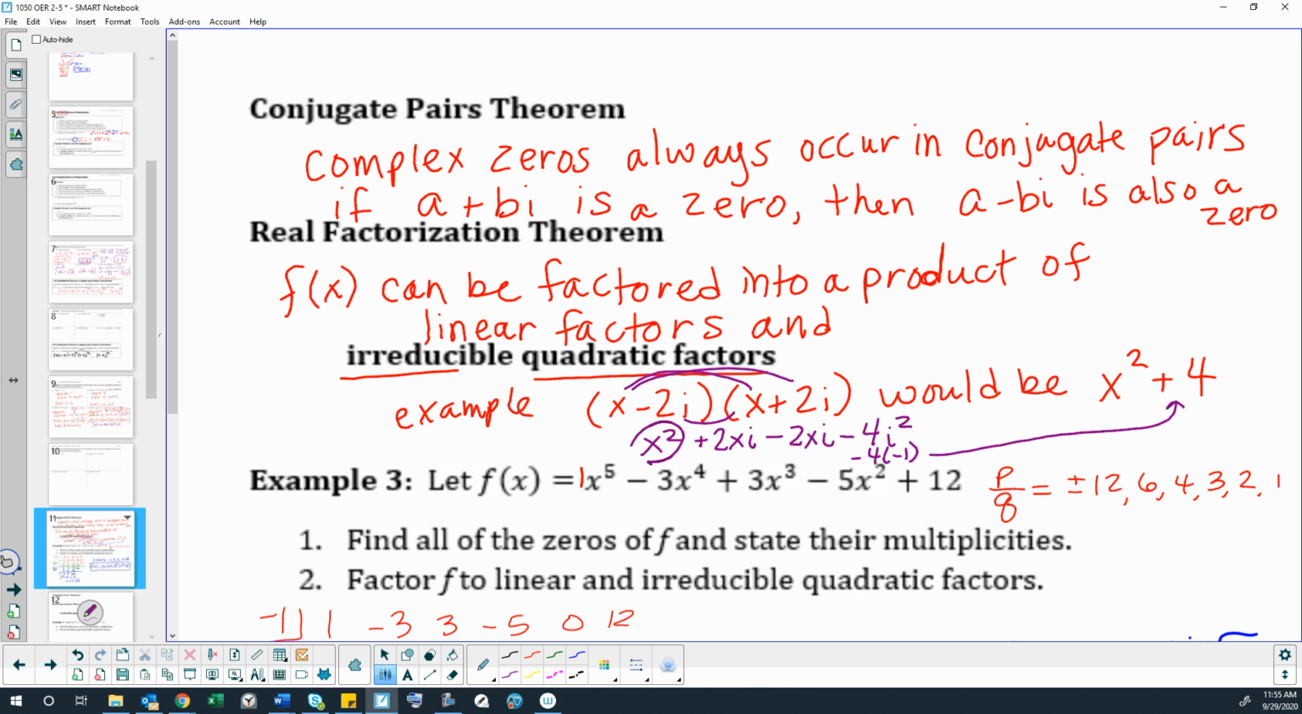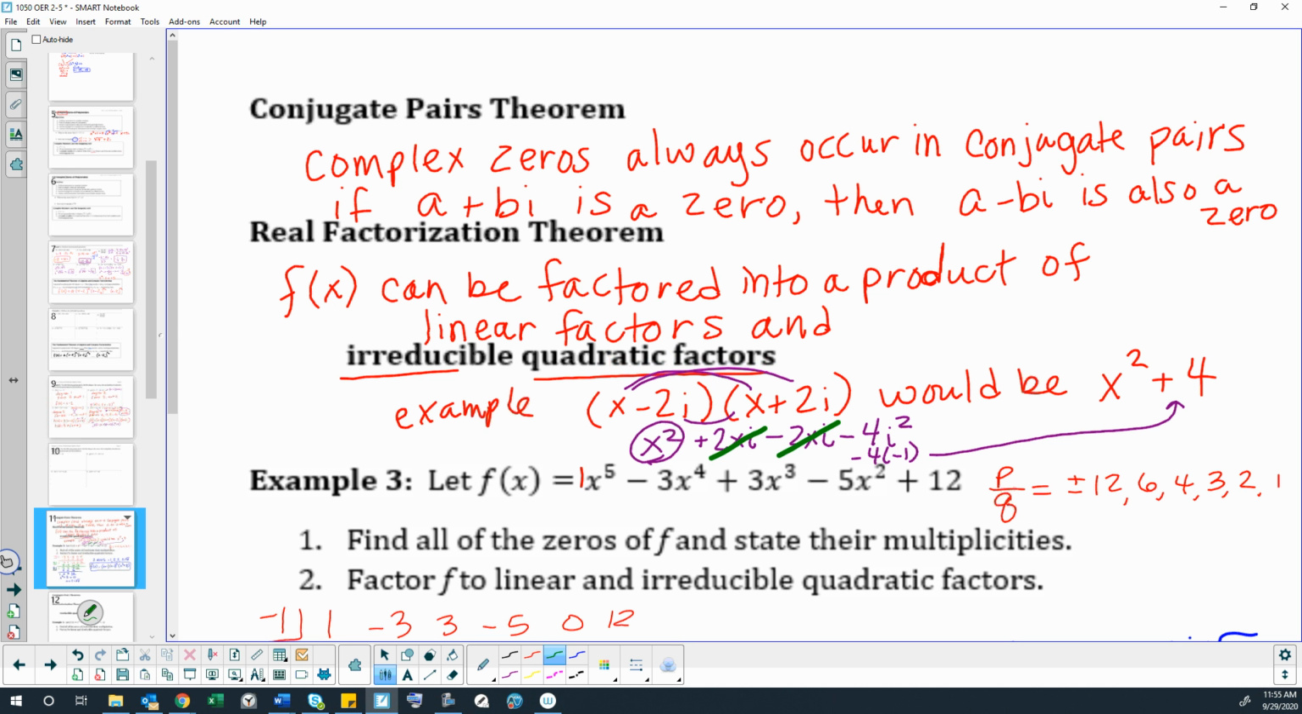So that gives us the positive 4. We have the x squared right there. And the 2xi and the negative 2xi cancel out because that's what conjugates do. And that gives us our irreducible quadratic factor with all real numbers in it, even though its zeros are imaginary.